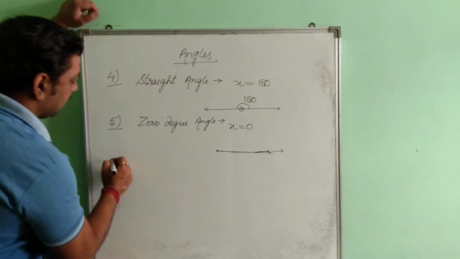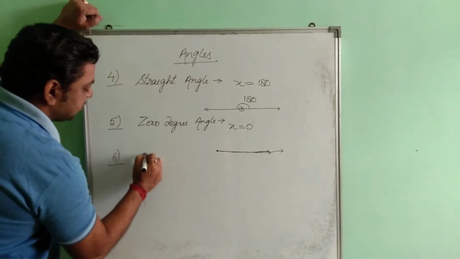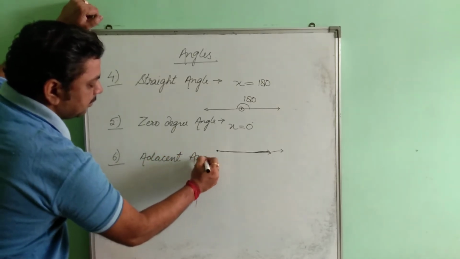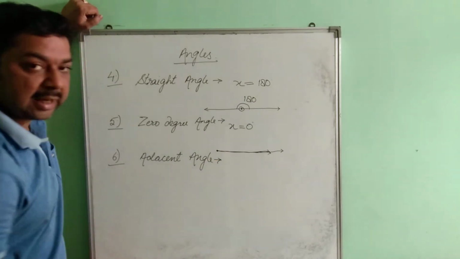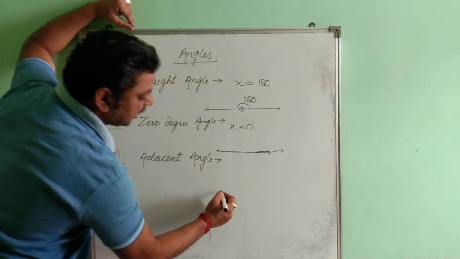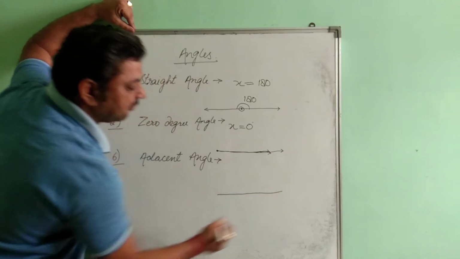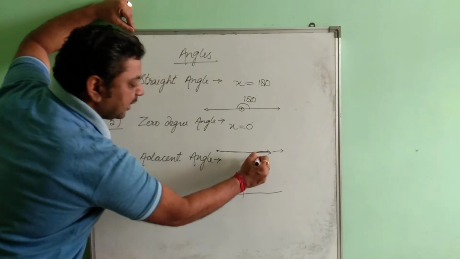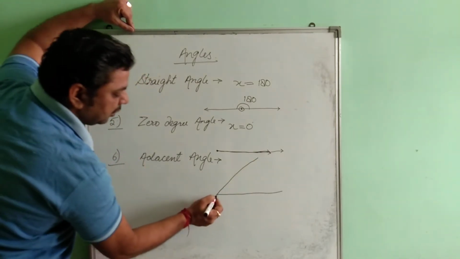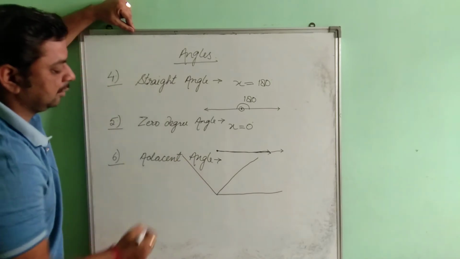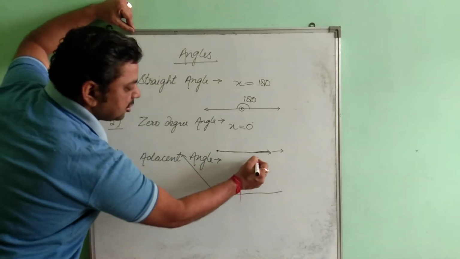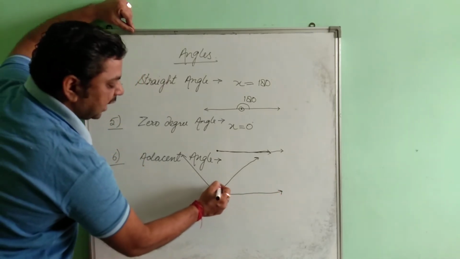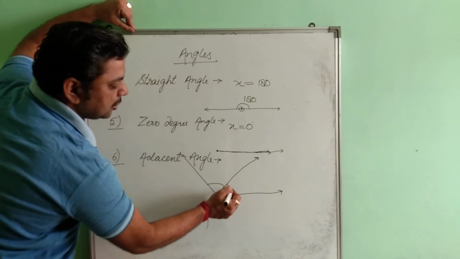Okay. Now the sixth one is the adjacent angle. When we are talking about the adjacent angle, you are going to have one ray, clear? You are going to have a second ray, clear? And then you are going to have your third ray as well. This is your third ray, this is your second ray, this is your first ray, clear? And both the angles will be adjacent to each other.